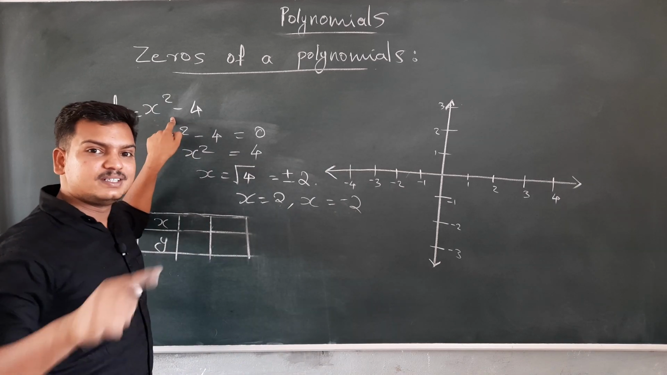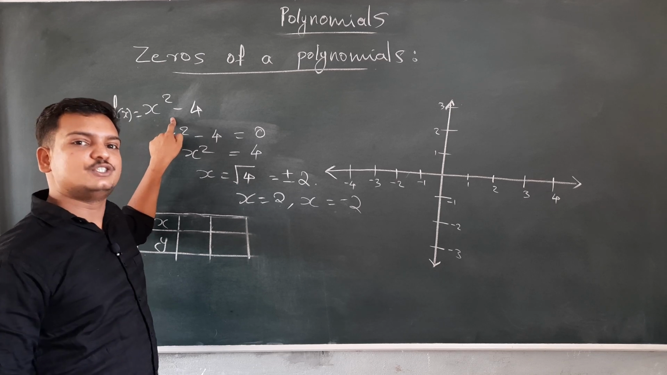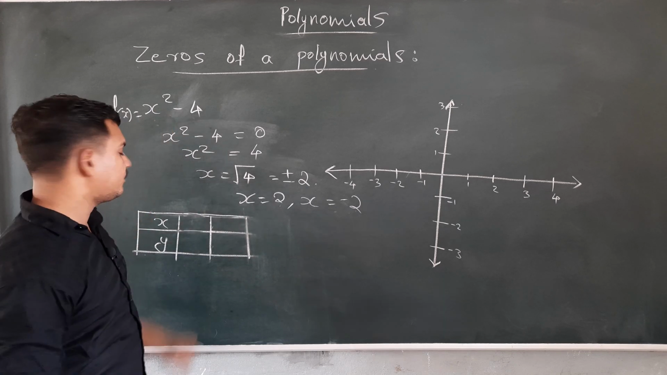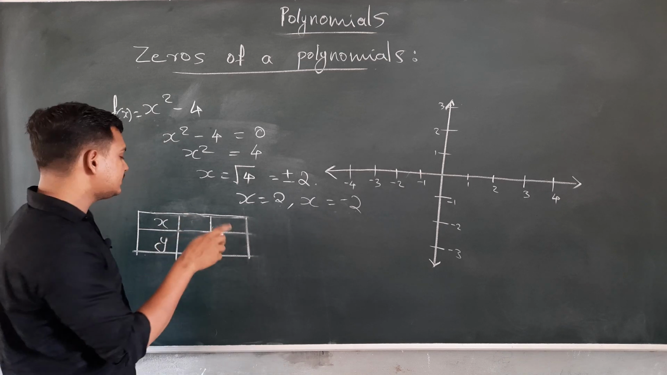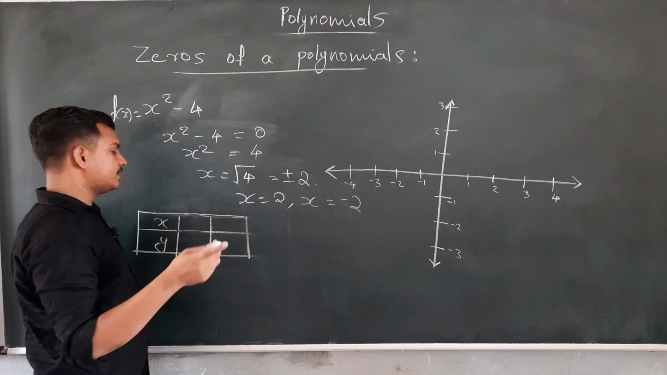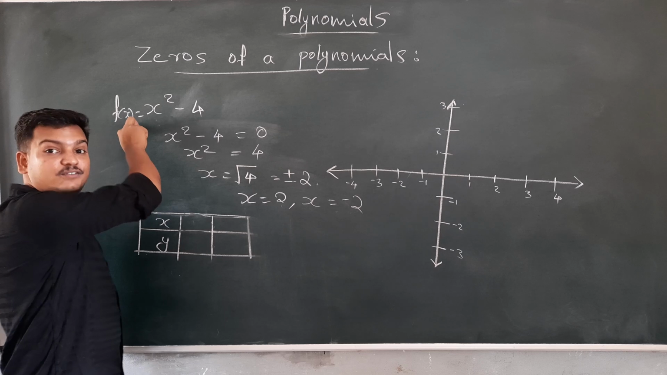Now this one we are going to represent geometrically. For that we can draw the graph of this. For plotting the graph, let me first convert this into two variable form. What is f of x actually?